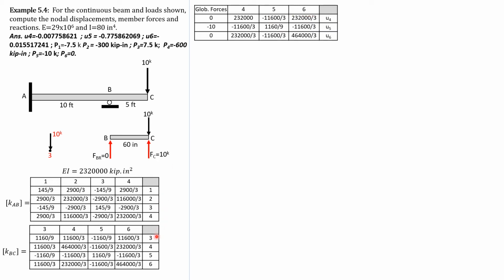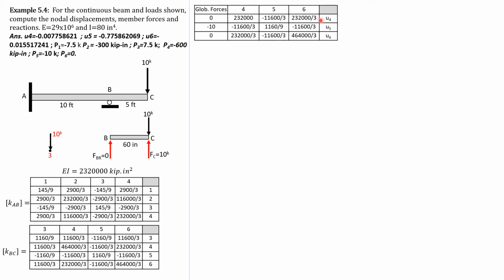4, 5 is negative 11,600 over 3. 5, 4 is also negative 11,600 over 3. Then 4, 6 is 232,000 over 3. 6, 4 is 232,000 over 3 also. Then 5, 5 is 1,160 over 9. That's it. Then 5, 6 is negative 11,600 over 3, which is this one. And 6, 5 is negative 11,600 over 3. This is 6, 6. It's only common to 1. 464,000 over 3. This is this.